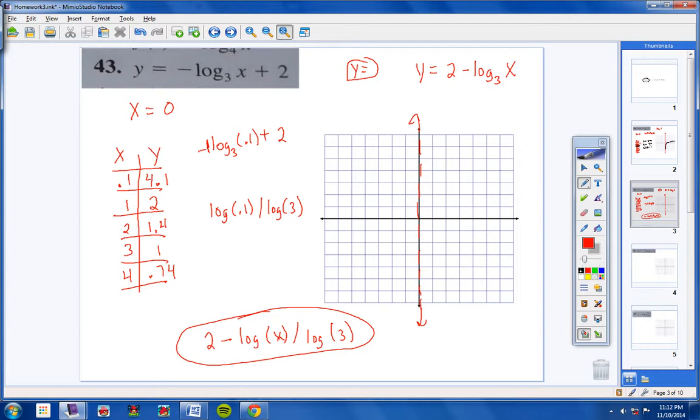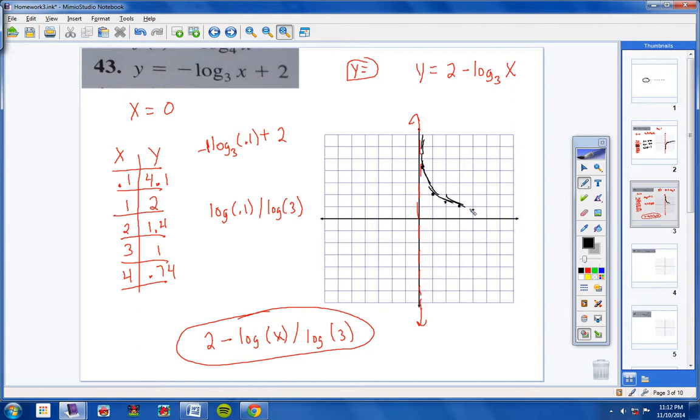Now, if that's a little confusing, back the video up and listen to that again, okay? It's really important you know how to do that. Okay, 0.1 is at 4.1, right here. 1 is over 1 up 2. 2 is at 1.4. 3 is at 1. And 4 is at 0.74. So there's the graph. Pretty good graph.